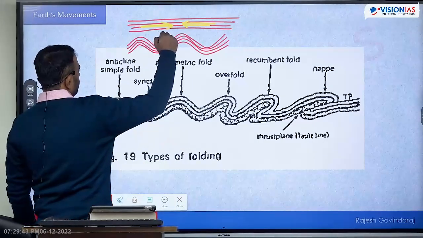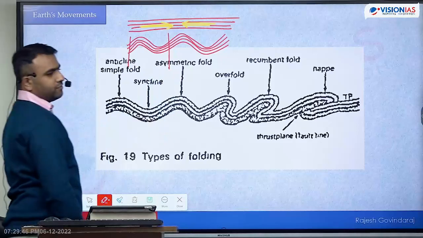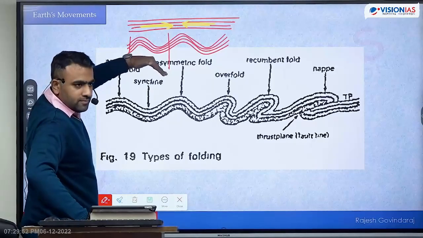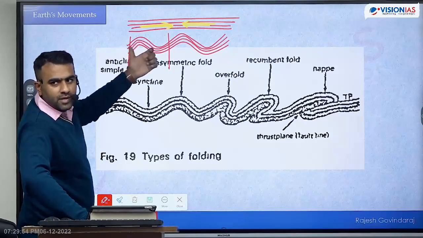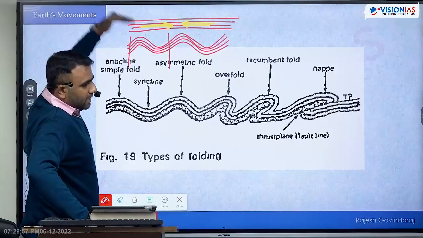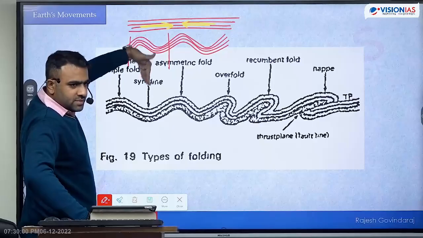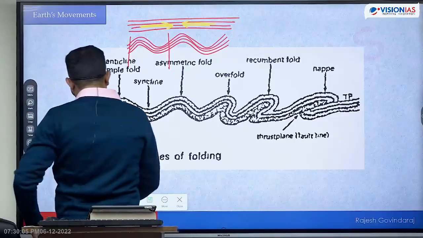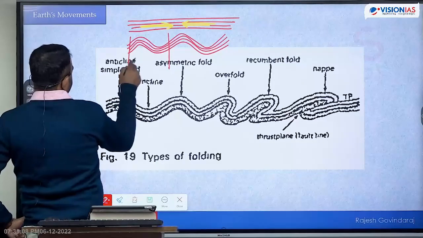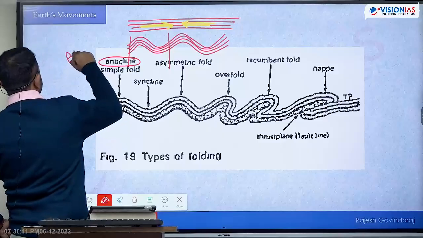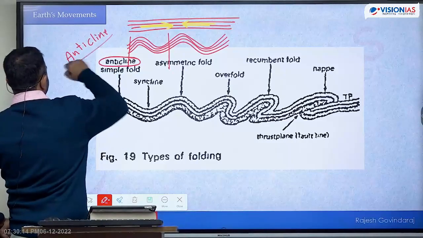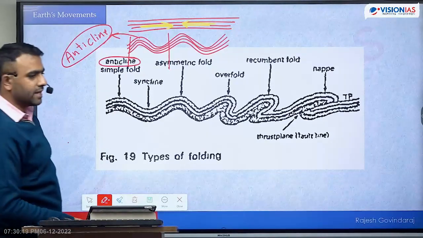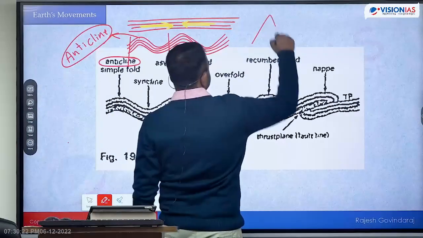This is one fold. If you take one fold, it has the up fold and down fold. Each fold will have the elevated part, and to compensate that there is a subsided part. This is what is upfold and downfold. The upfold part is called anticline. It is the elevated part. This is what is anticline.